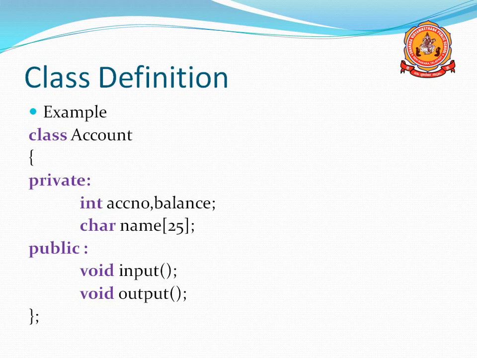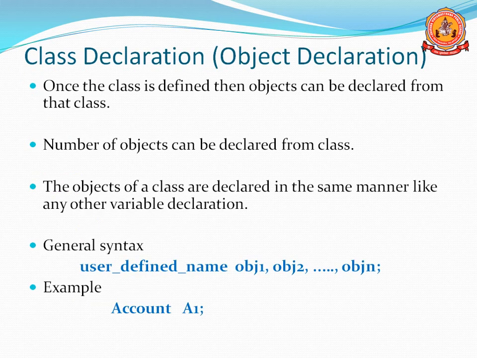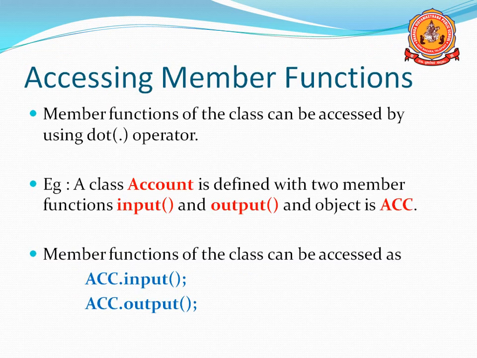Example, I created it in the last slide, see, it is class Account. In this example, the class name is Account. For this class name Account, I created one more object, that is A1. A1 is the object I created for the Account class. So Account is the class name, then a space, A1. A1 is the object.